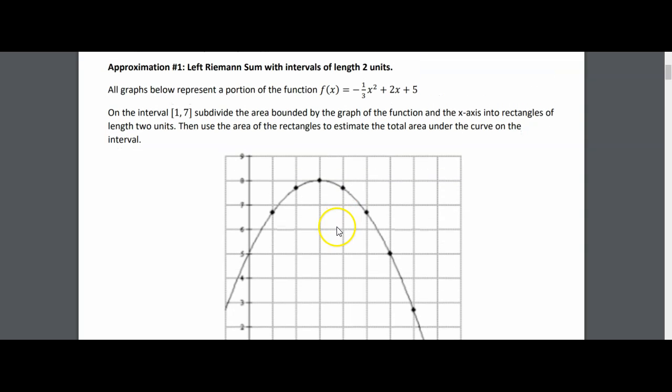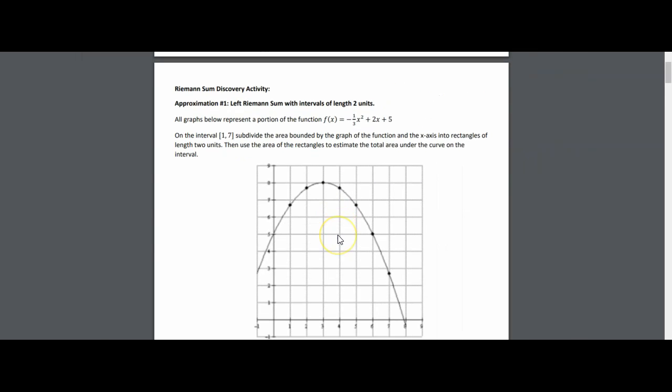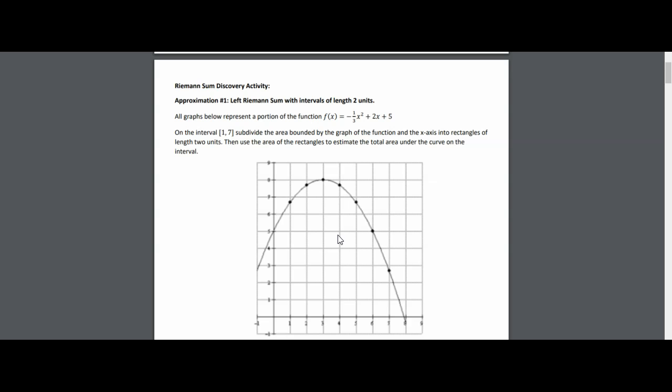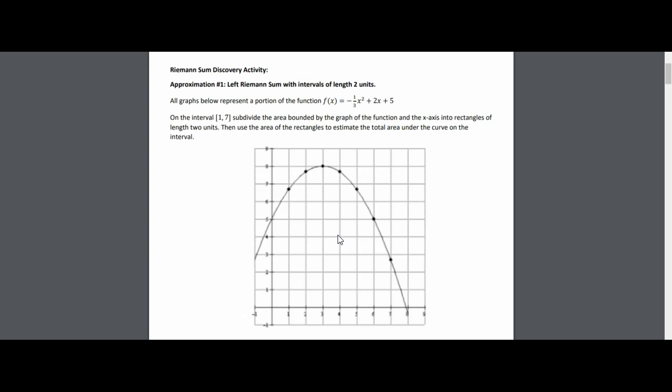We are going to be using the same function. Let me just make this a little smaller. We're going to be using the same function for all of these estimates, and that function is right here. So you may just want to write that down off to the side, because you are going to need to be substituting into that function quite a bit as we try to figure out different y values.